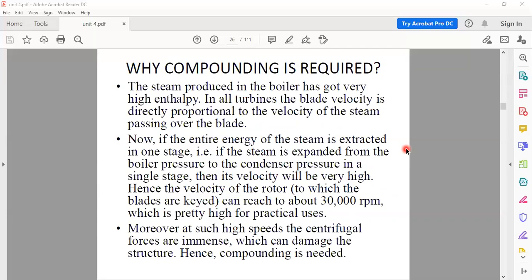This topic we will start in the next lecture. Next lecture we will start at 12 a.m. So we will continue this lecture from why compounding is required, from here.